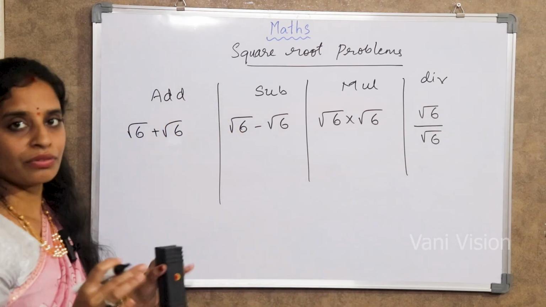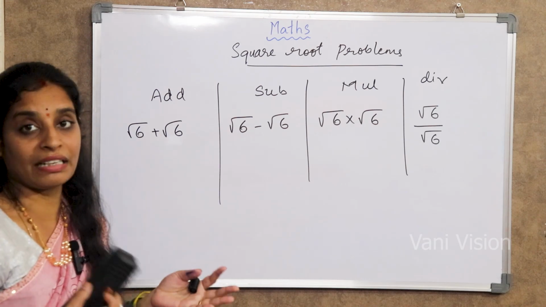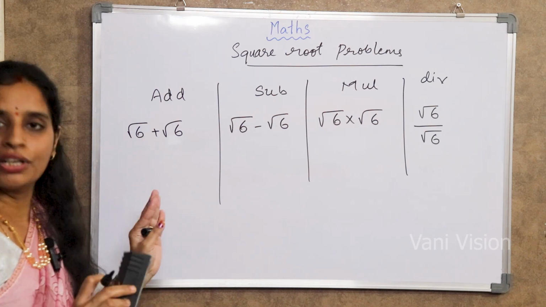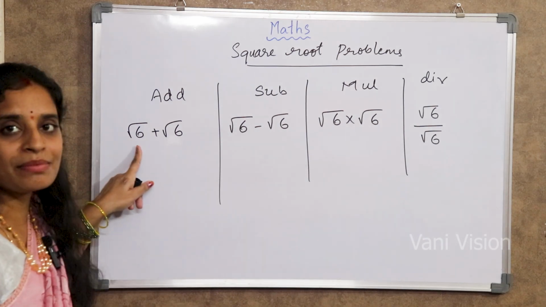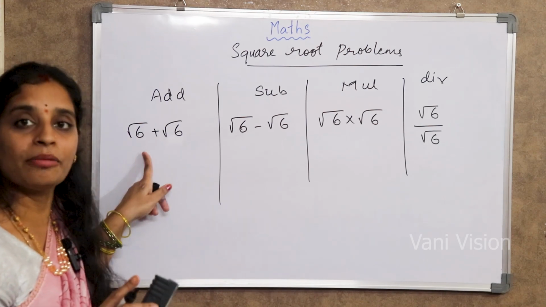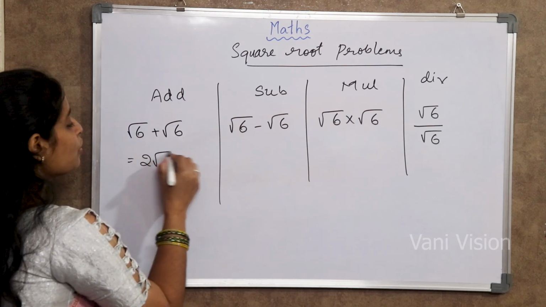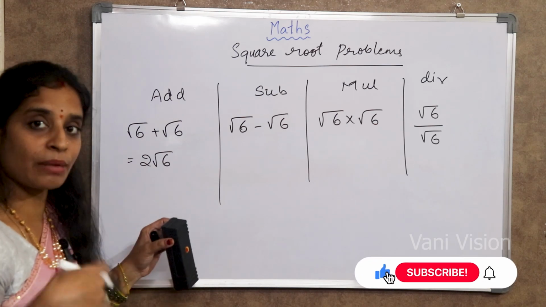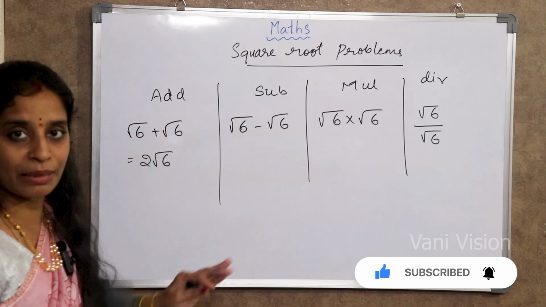Now, this root 6 plus root 6. By seeing the number itself, some people get confused about how to do it, and think we have to write the value of root 6 here. No, it's quite easy. See, how many root 6 are there? Only one root 6. So 1 root 6 plus 1 more root 6. How many are there? 1 plus 1 is 2. So your answer is 2 root 6. Easy, right? I'll give you some more examples with different coefficients also.